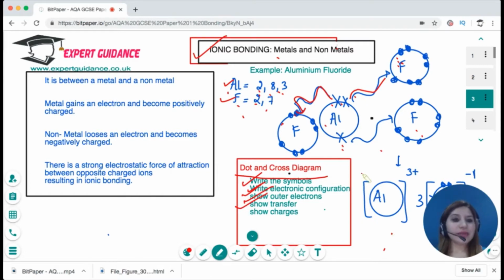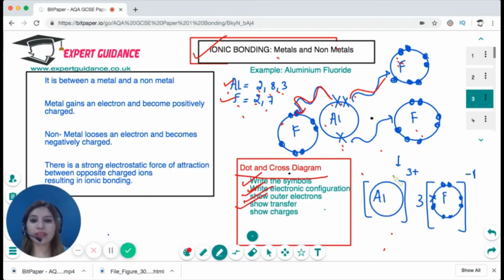As aluminium has lost 3 electrons, it has a 3+ charge, and fluorine has a 1- charge, but there are 3 fluorines. And this is how you need to draw the dot and cross. Remember, write the electronic configuration, show the outer electrons, and show the transfer. Okay, now whatever we have drawn, we'll write that in a definition.